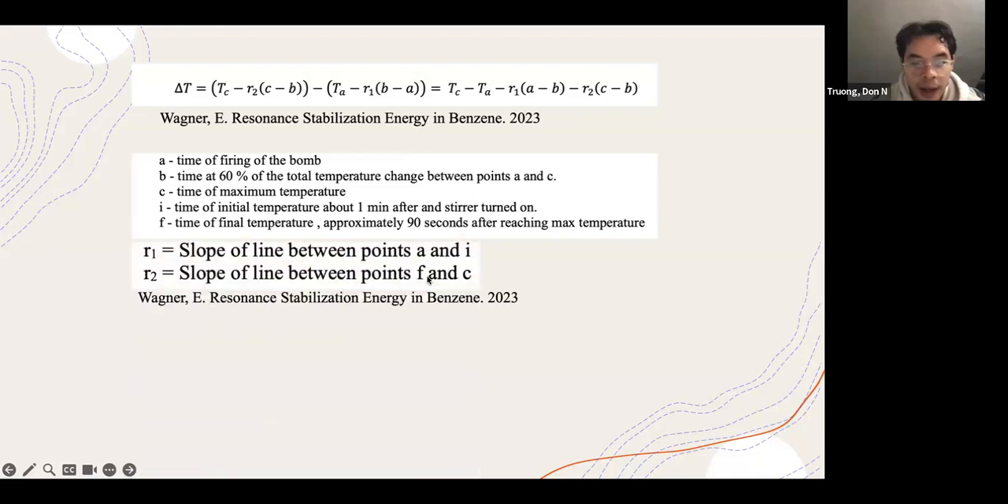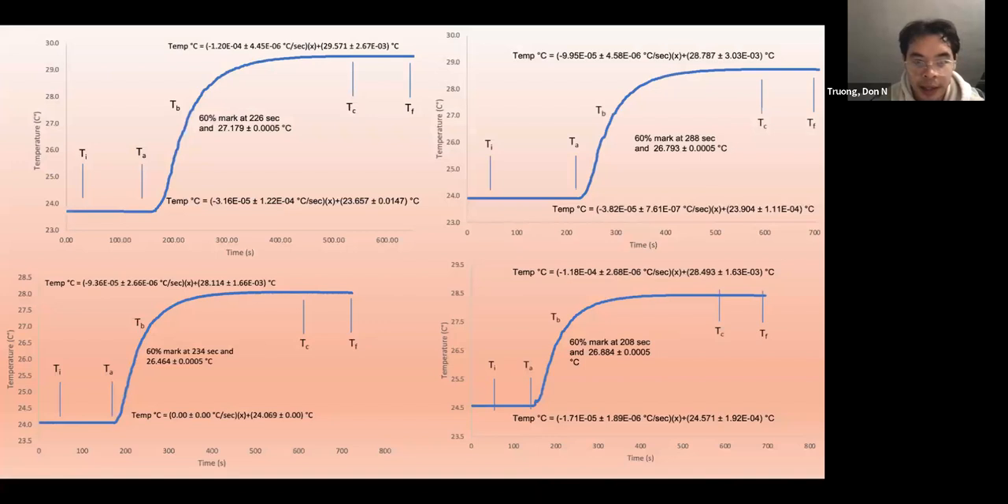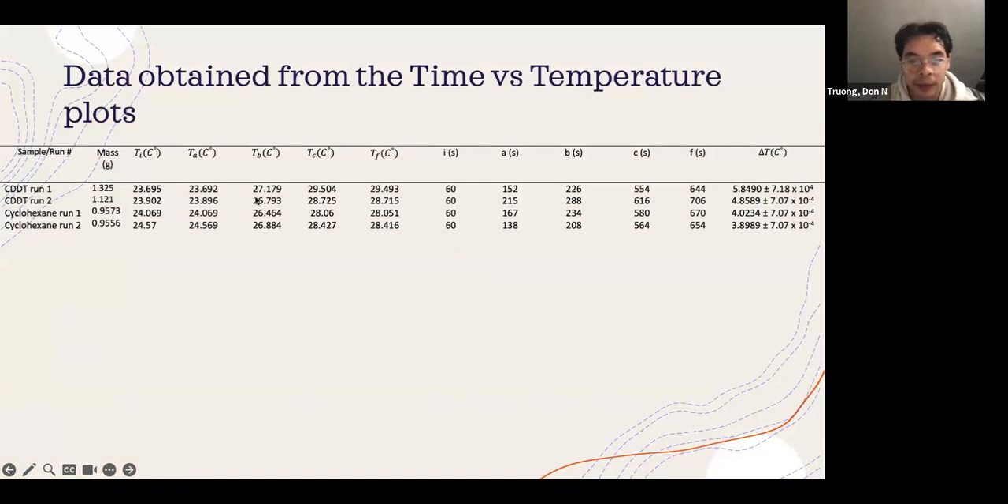Here's an example of what would happen when we do this calculation for the CDDT run one. We find a change in temperature of 5.849 degrees Celsius. This slide shows all the results for each of the samples. The top ones are the CDDT and the bottom ones are the cyclohexene. And like I said, from these graphs, we're able to determine these values shown here.